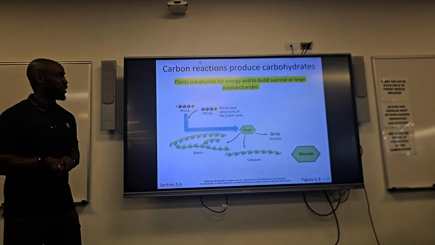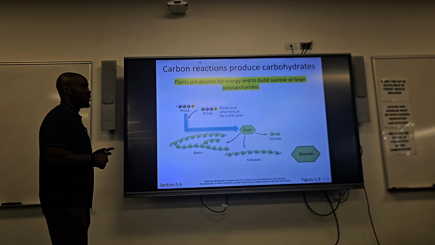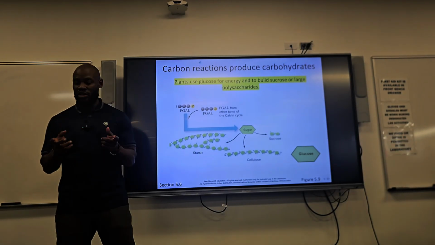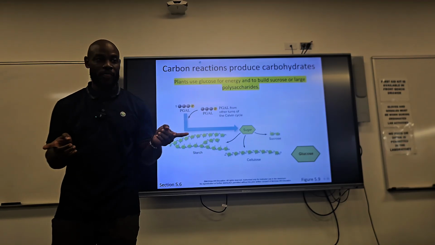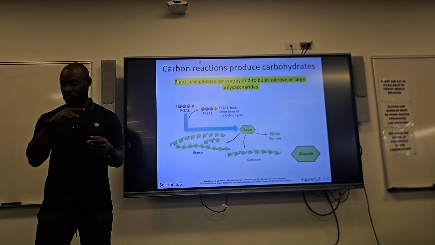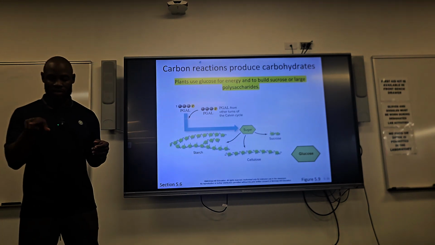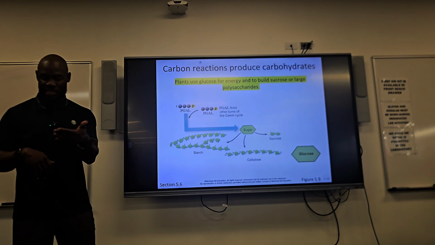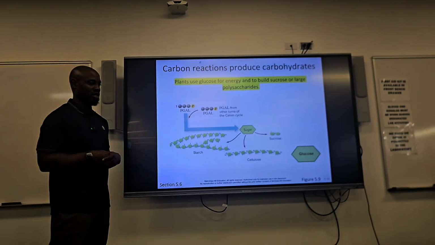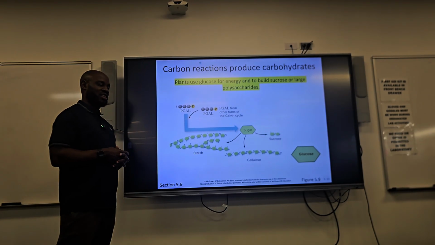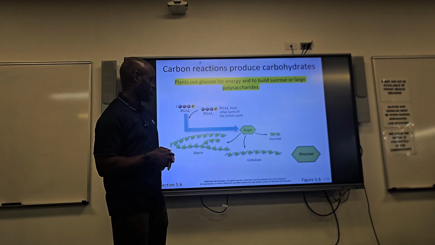Plants use glucose for energy and to build sucrose or larger polysaccharides. We looked at that today in the lab. You saw that the glucose, which is a monosaccharide, a single 6-carbon sugar, can diffuse into and out of the dialysis tubing, which is supposed to represent the cell membrane in our laboratory.